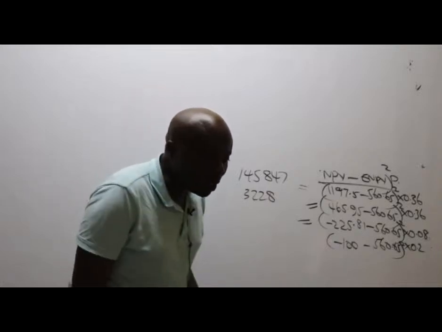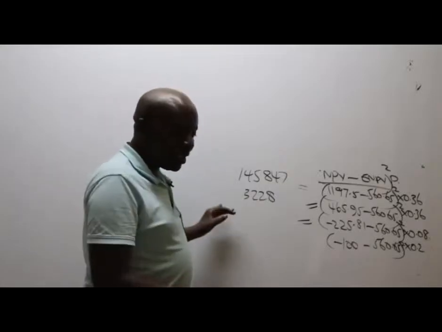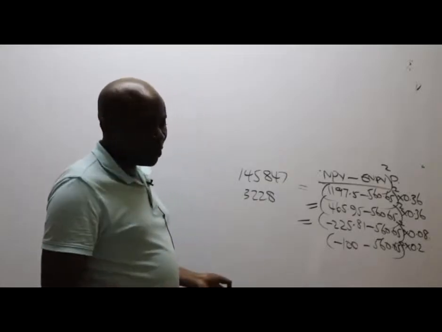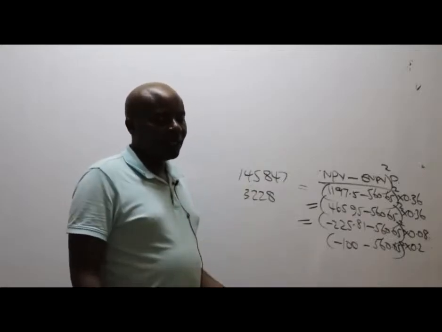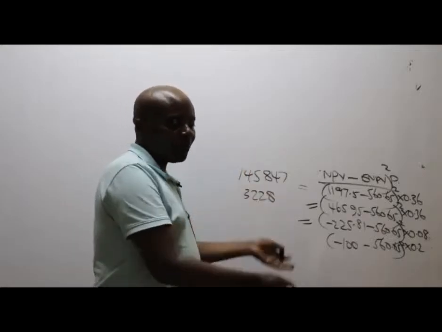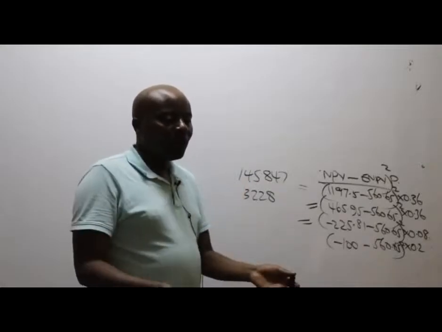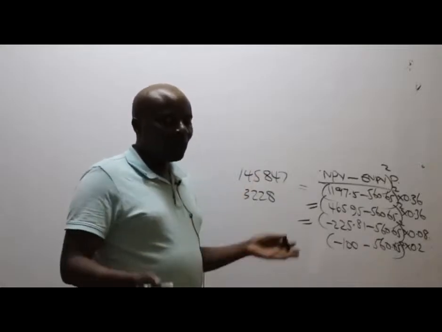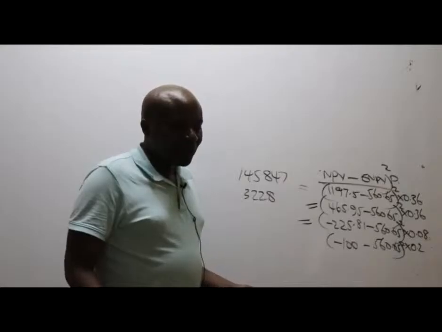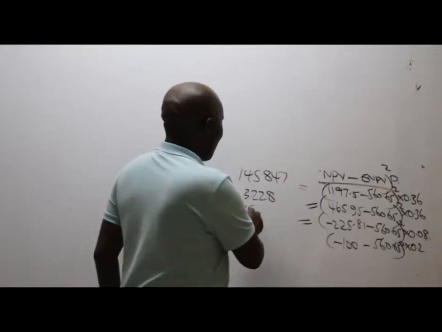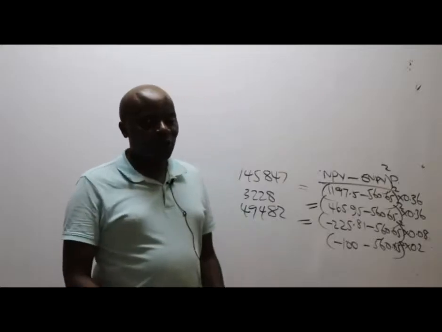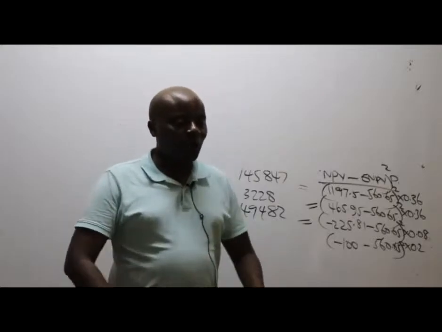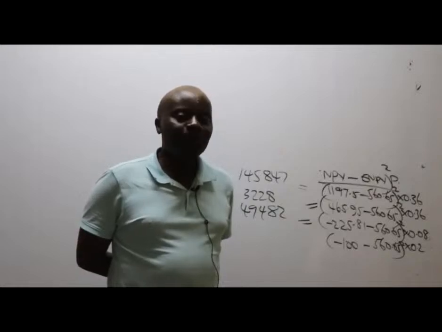The third one is 145,840. No, you are confusing me now, Charity. We are not on the first one now, we are on the third one. Write whatever figure you have there. If your calculator is cheating you, put that figure down and work with your figure. 49,482.